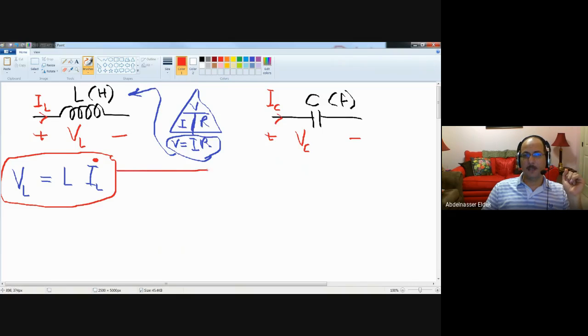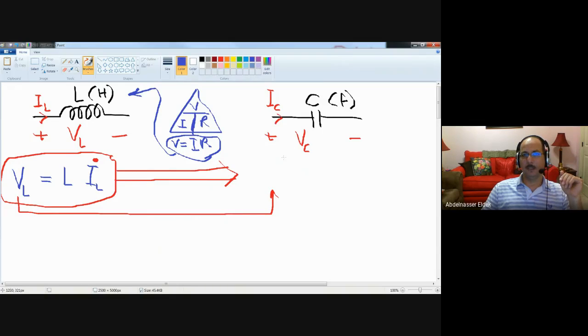The capacitor is completely opposite to the inductor. If you want to find the relation for the capacitor, just convert everything. If you have voltage, make it current. If you have current, make it voltage. Of course, if you have L, you have to make it C. So let us rewrite the same equation: VL equals L I dot. But instead of voltage, we write current, so it is IL.